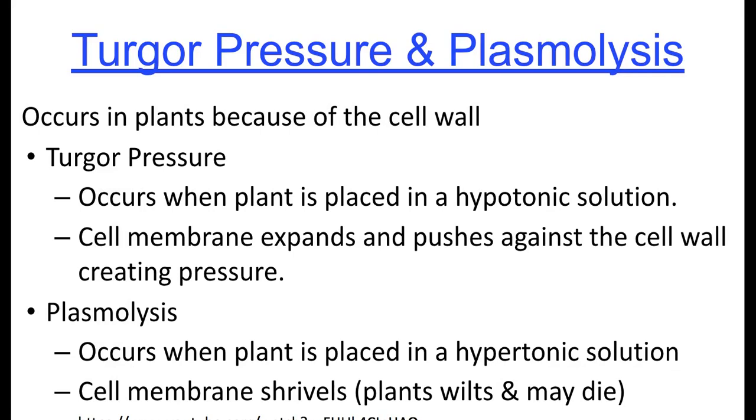So just some key terms, turgor pressure and plasmolysis. This is when we're talking about plant cells. Turgor pressure is if I put a plant cell in a hypotonic solution, the water will rush in, expand, and push against the cell wall, but it will not break. And then plasmolysis is the opposite. Plasma, think plasma membrane. Lysis, we remember from hydrolysis, means to cut or to break. So this occurs when a plant is placed in a hypertonic solution. All the water rushes out, which could cause the cell to shrivel and possibly die.